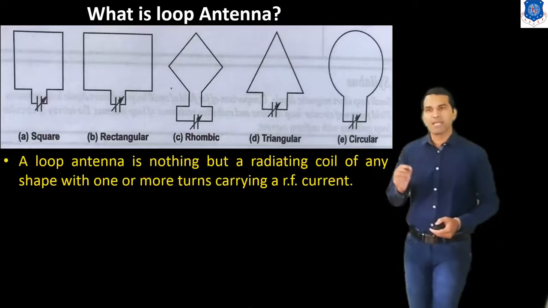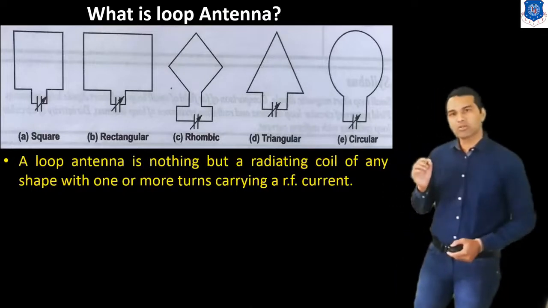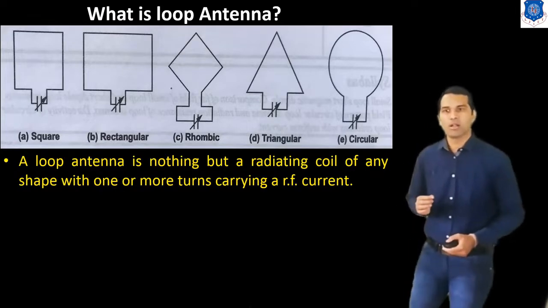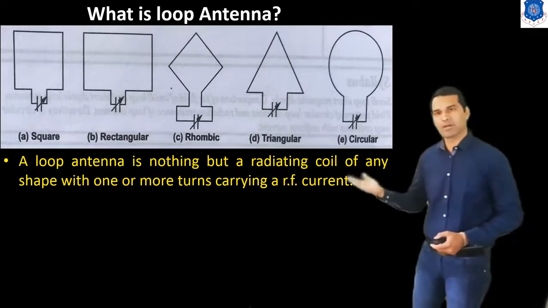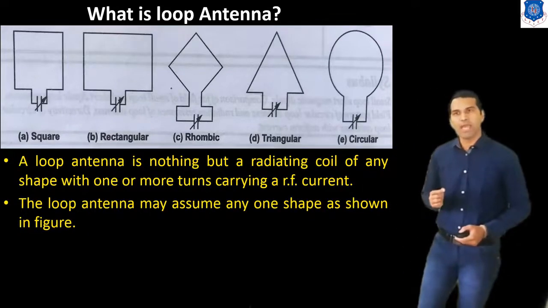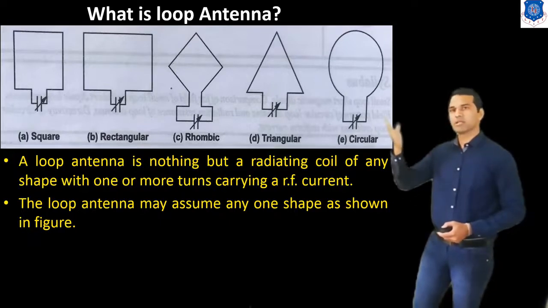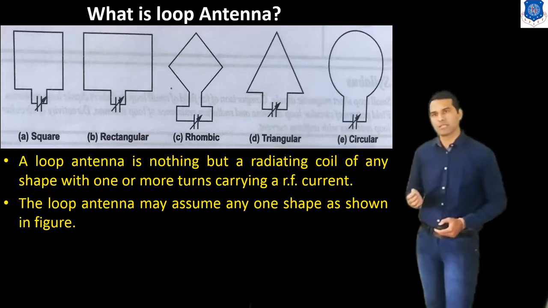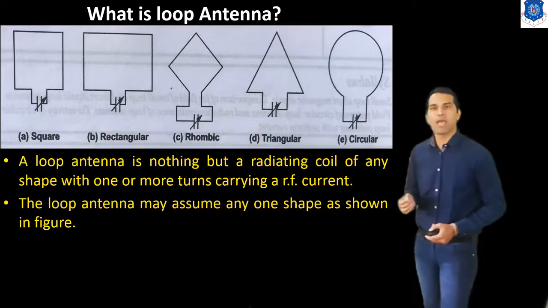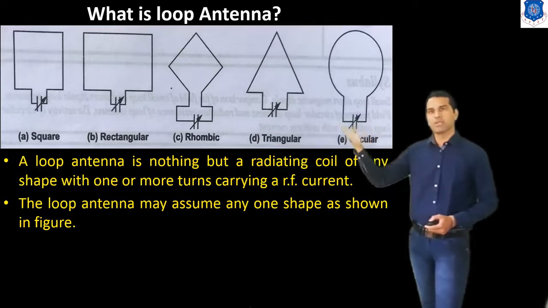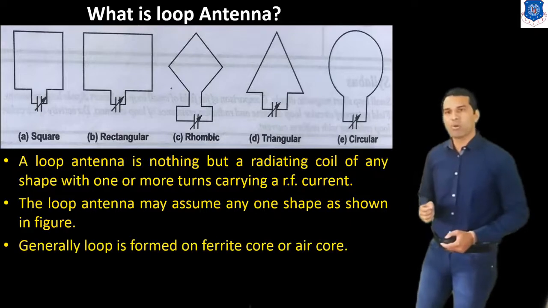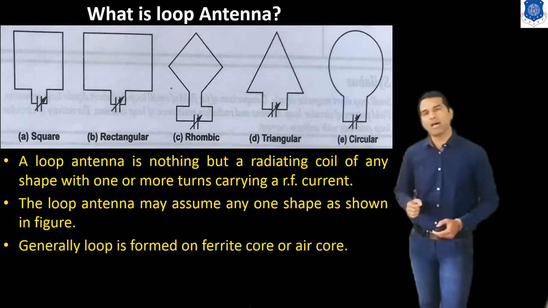A loop antenna is nothing but a radiating coil of any shape with one or more turns carrying an RF current. The loop antenna may assume any one shape as shown in this figure. That means the loop antenna can be square, rectangular, rhombic, triangular or circular. So these are the different shapes of the loop antenna. Generally, a loop antenna is formed on a ferrite core or an air core.